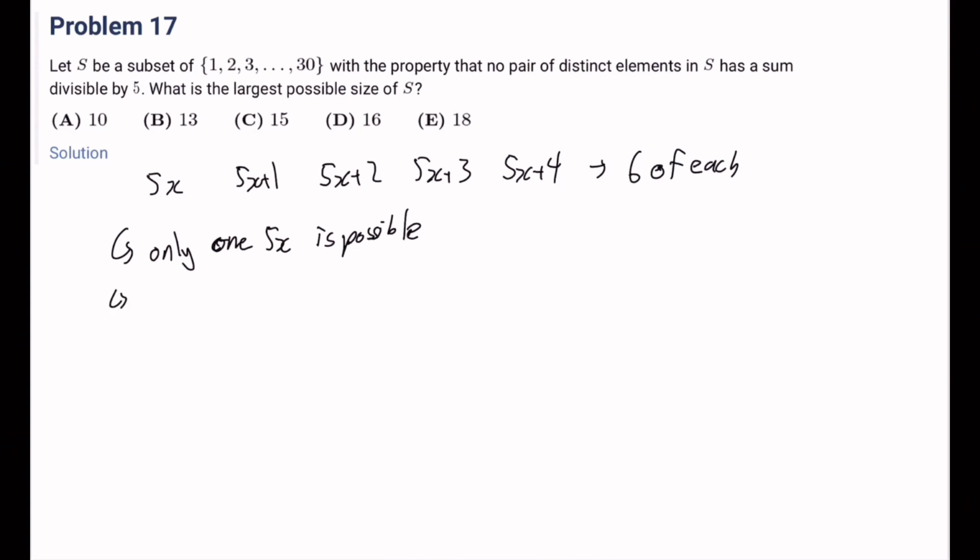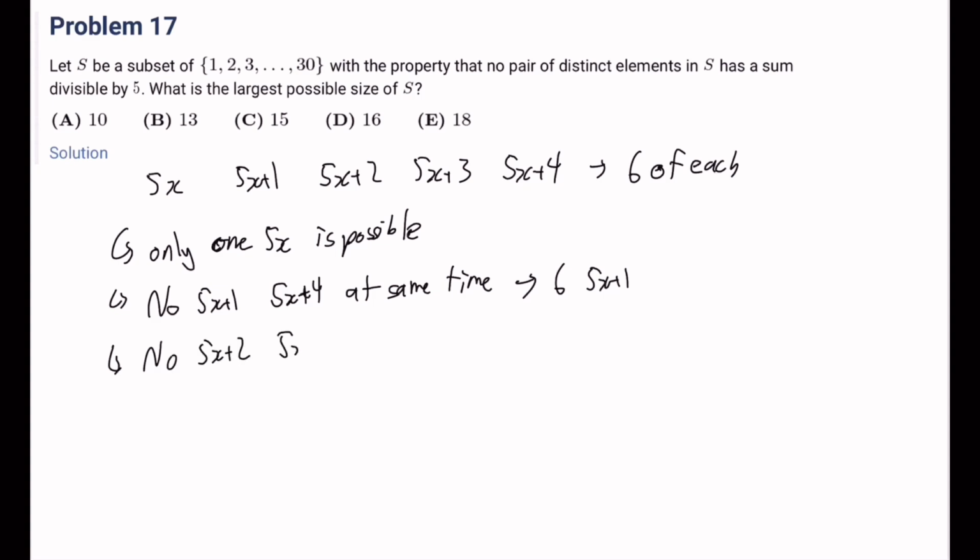And also, we can't have 5x plus 1 and 5x plus 4 at the same time. So that means we can only have either one of these. So that means that we can just have 6 of 5x plus 1, and that will be our maximum because we can't have any 5x plus 4. And same thing for these two. No 5x plus 2 and 5x plus 3 at the same time. This is because those two will also just sum to be divisible by 5, as are these ones.